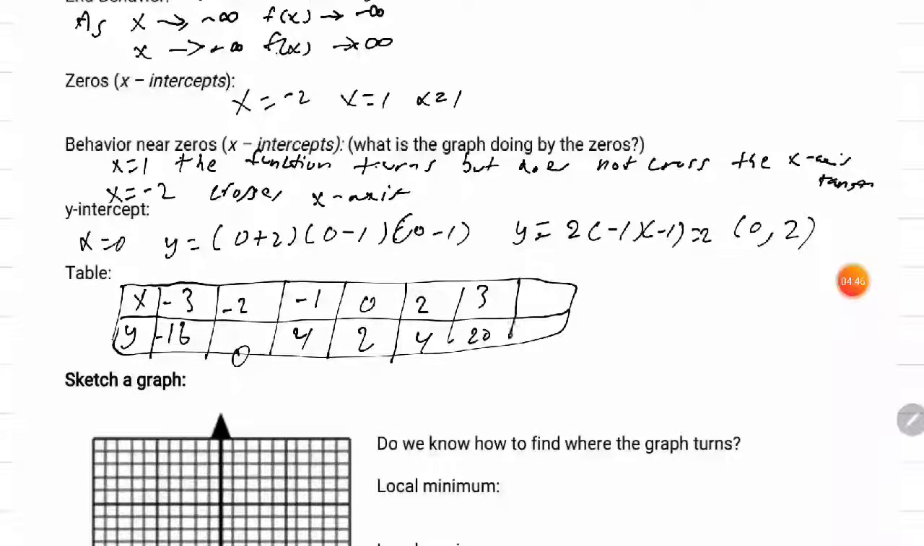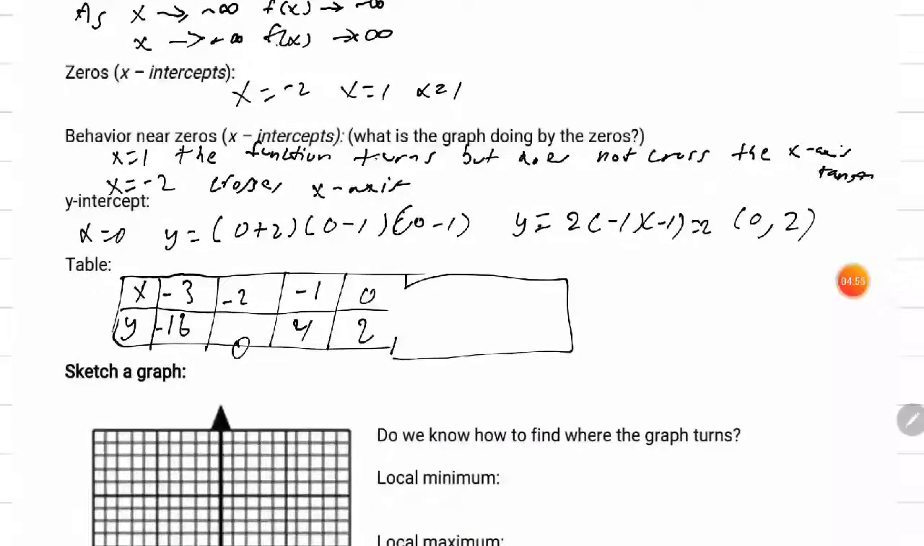Oops, I forgot 1. 1 goes to 0. So let me rewrite this. So 1 went to 0, 2 went to 4, 3 went to 20. There we go. So remember our zeros are -2 and 1.